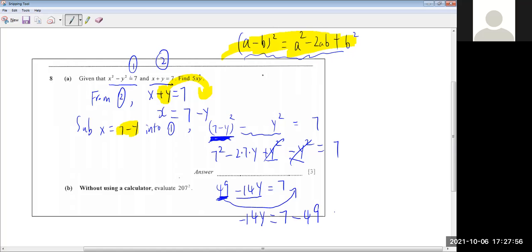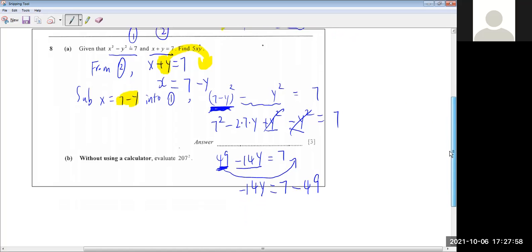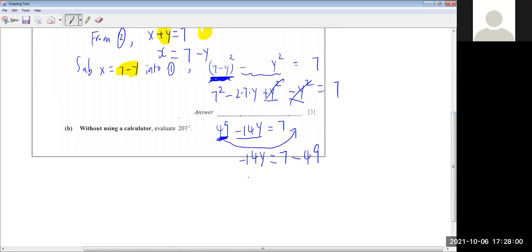So seems like I need to pull down a little bit so there is more space. So minus 14y is equal to minus, so 7 minus 49 is minus 42. And you divide by minus 14 on both sides. So you get y, then you get 3. So y is equal to 3. So far so good?